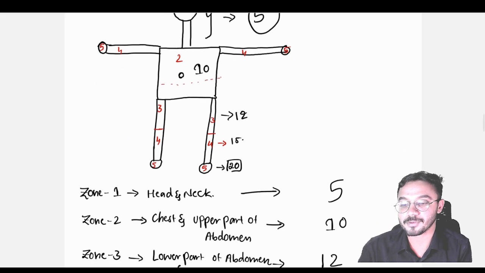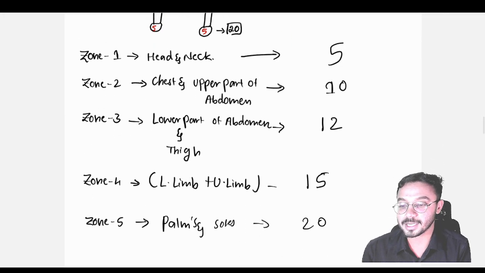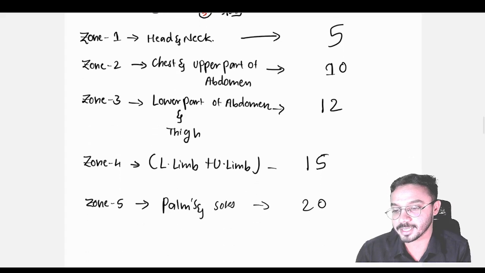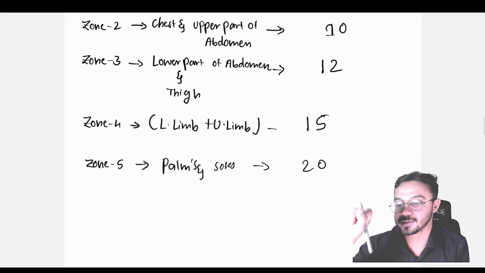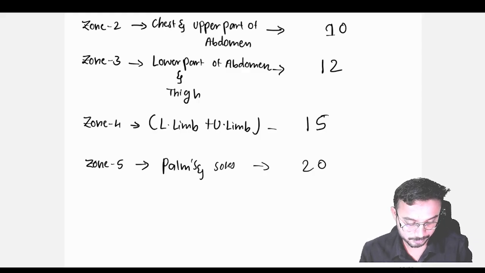That is the phototherapy value, over here it is 12. And look at this, lower limbs, all your limbs, lower limbs plus upper limbs, the jaundice value is 15. And palms and soles are 20. Okay, so this is about Kramer's rule.